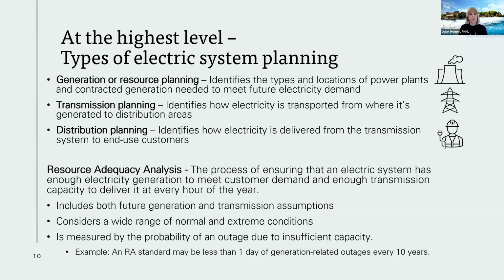Well, it's often measured by the probability of an outage due to insufficient capacity. An example that is pretty common is a resource adequacy standard that says there must be less than 1 day of generation-related outages every 10 years. So sometimes you hear "1 in 10," and that is a resource adequacy standard.